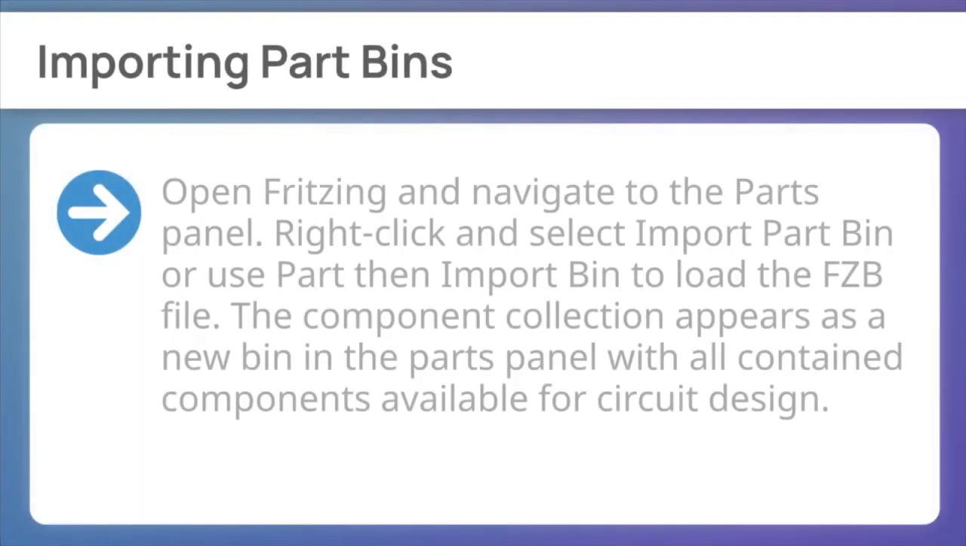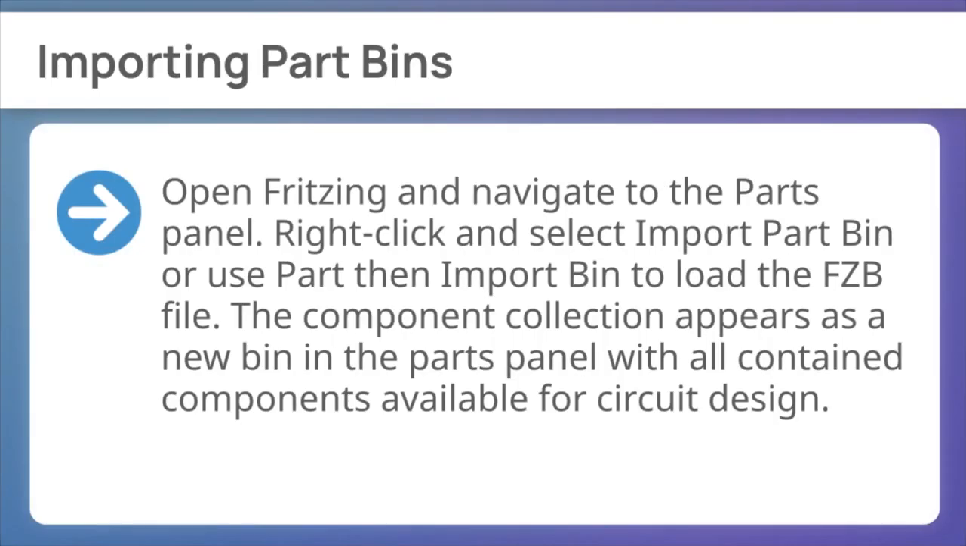First, importing part bins. Open Fritzing and navigate to the Parts panel. Right-click and select Import Part Bin or Use Part. Then import bin to load the FZB file. The component collection appears as a new bin in the Parts panel with all contained components available for circuit design.